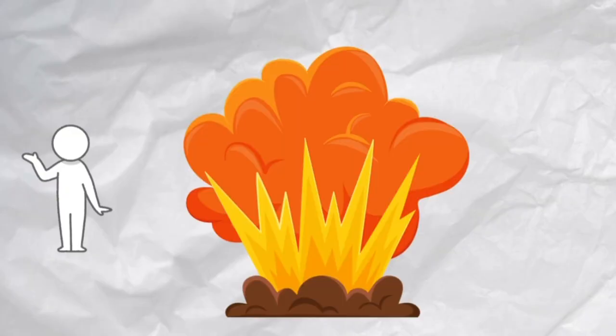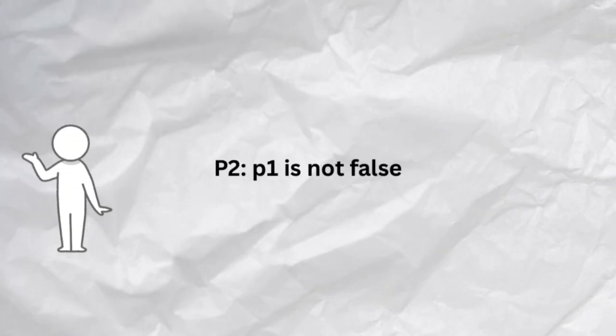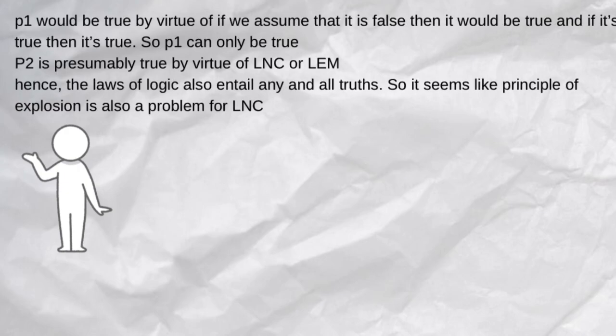And last but not least, I briefly want to object to one motivation for LNC: the view that contradiction entails any and all truths, otherwise known as the principle of explosion. Consider the following argument. P1, either this statement is false or Q, where Q is any other arbitrary proposition. P2, this statement is not false, by LNC or LEM. C, Q would be true by virtue of: if we assume that it is false, then it would be true, and if it's true, then it's true. So P1 can only be true. P2 is presumably true by virtue of LNC or LEM, hence the laws of logic also entail any and all truths. So it seems like the principle of explosion is also a problem for LNC.